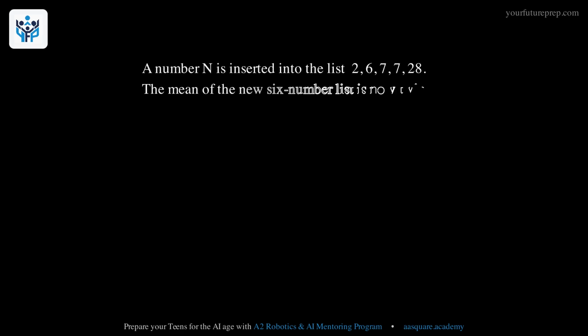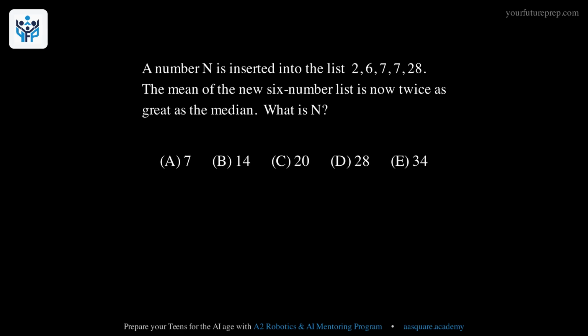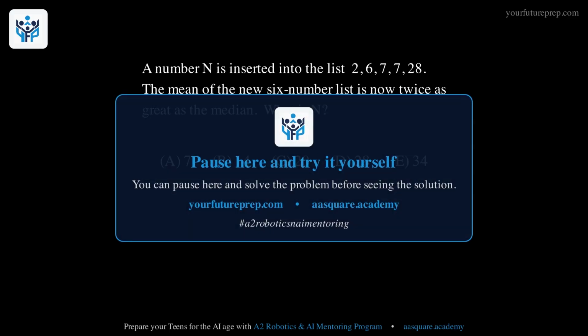A number n is inserted into the list 2, 6, 7, 7, 28. The mean of the new 6-number list is now twice as great as the median. What is n? You can pause here and solve the problem before seeing the solution.